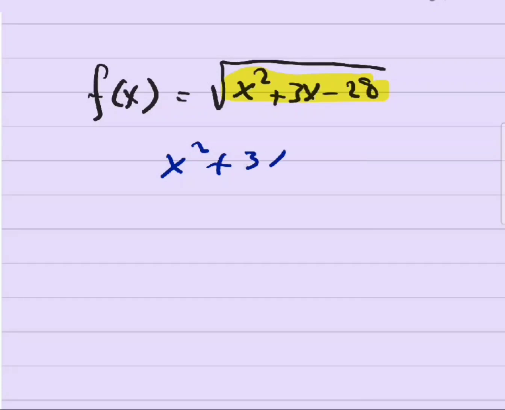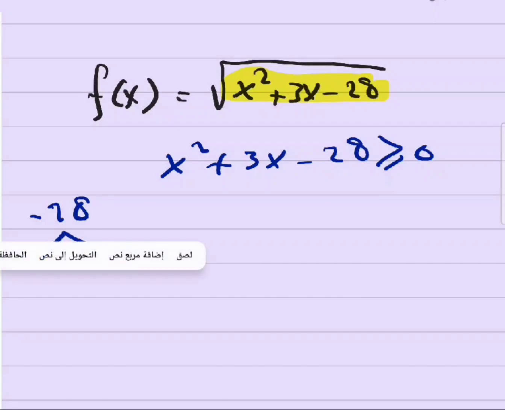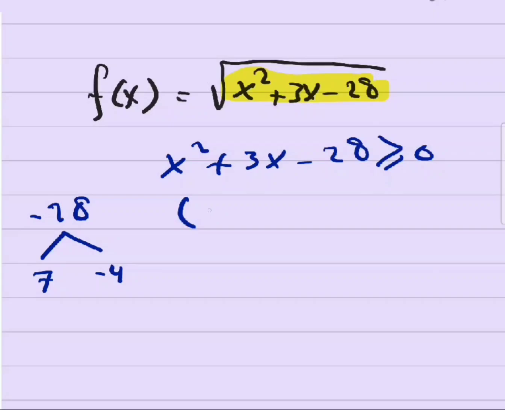Now we need to factor. So let's find two numbers that multiply to negative 28, but that add to 3. So we have 7 and 4. Now I need to add up to positive 3, so we're going to use positive 7 and negative 4. 7 plus negative 4 is positive 3, and 7 times negative 4 is negative 28. So to factor, it's going to be x minus 4 times x plus 7. So x can equal 4, and x can equal negative 7.